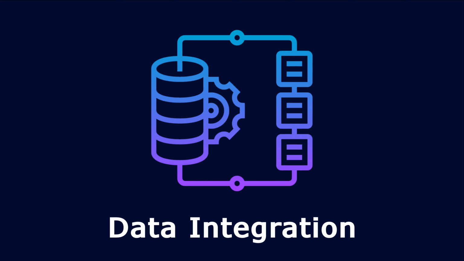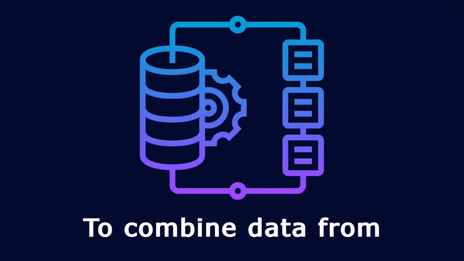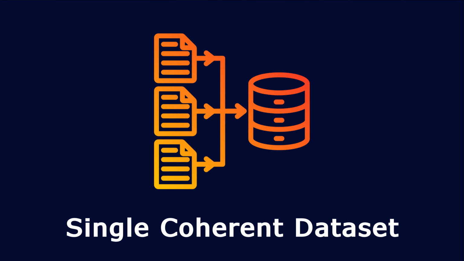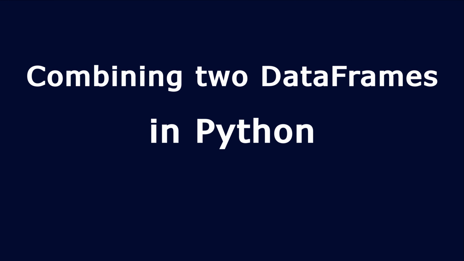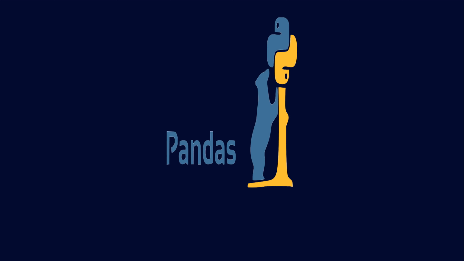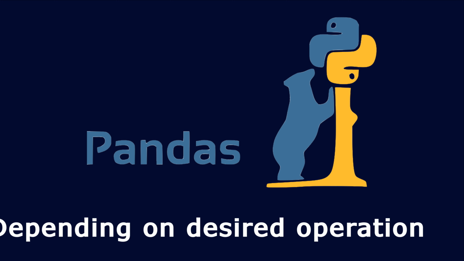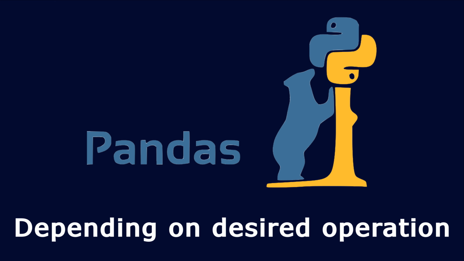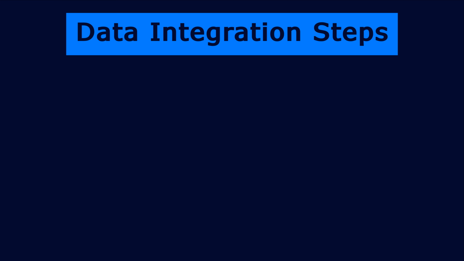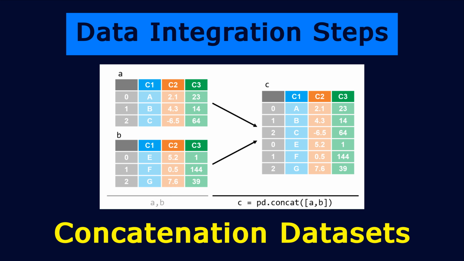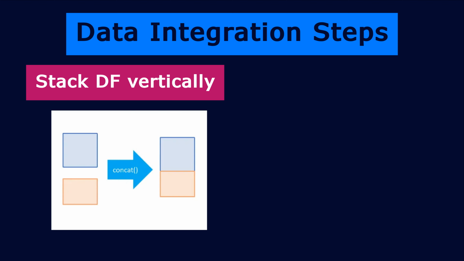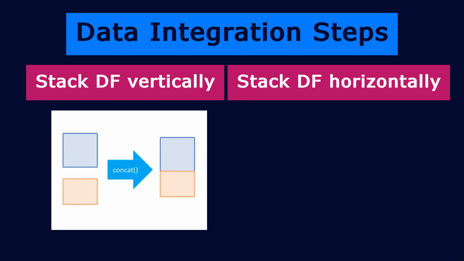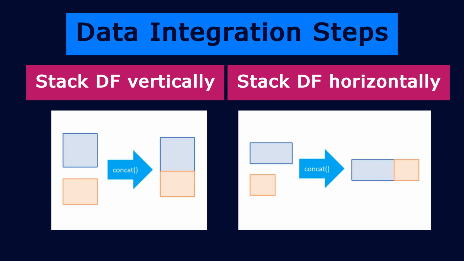Data integration: to combine data from multiple sources into a single coherent dataset. Combining two data frames in Python can be done in several ways using the pandas library, depending on the desired operation. The data integration steps are concatenation of datasets: stacking data frames vertically means concatenate row-wise, or horizontally means concatenate column-wise.